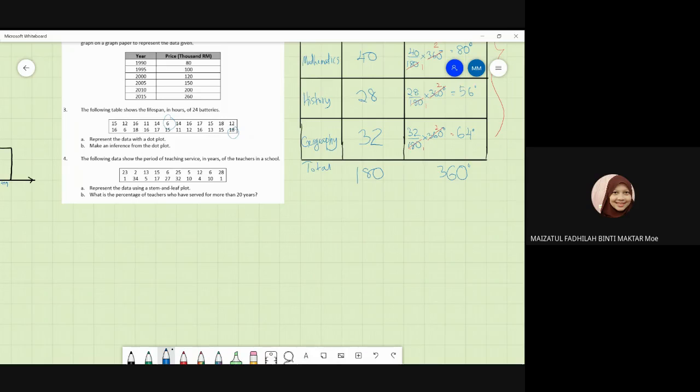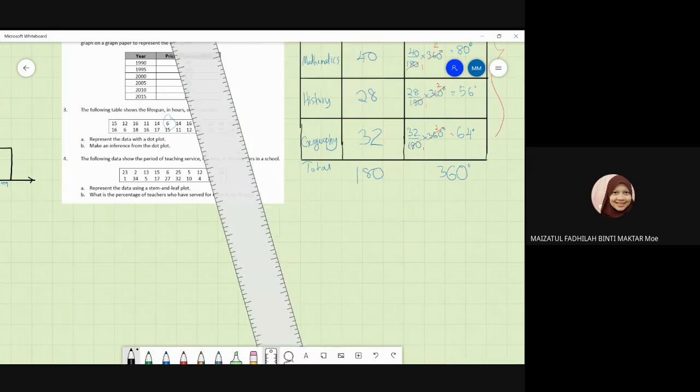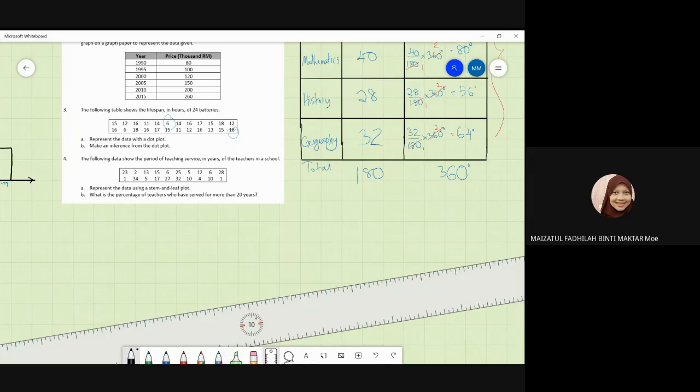Alright, so you can start this. Alright, draw a horizontal line like this.